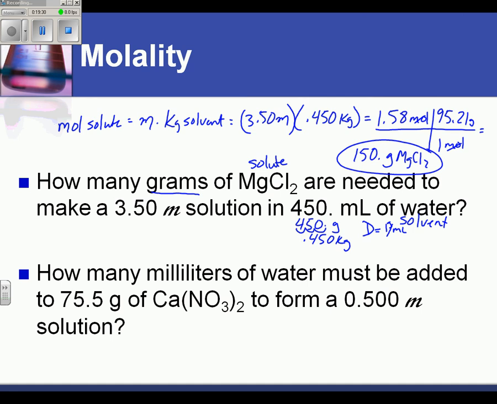This last one here is just another rearranging of the equation, except this time you're looking for your solvent, and it's asking for it in milliliters. So again, you'll have to deal with the density, and in a lot of the problems that we'll be looking at later, the density is going to play a much, much bigger role.